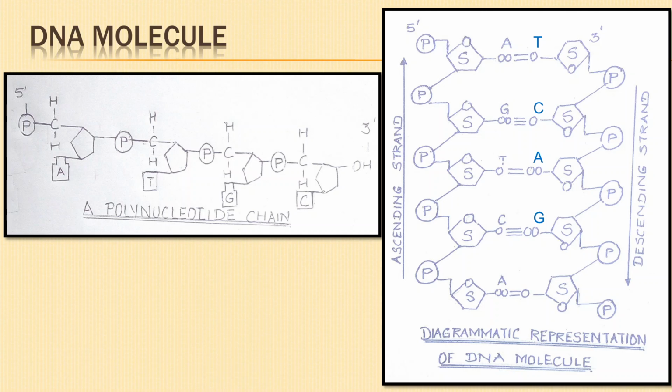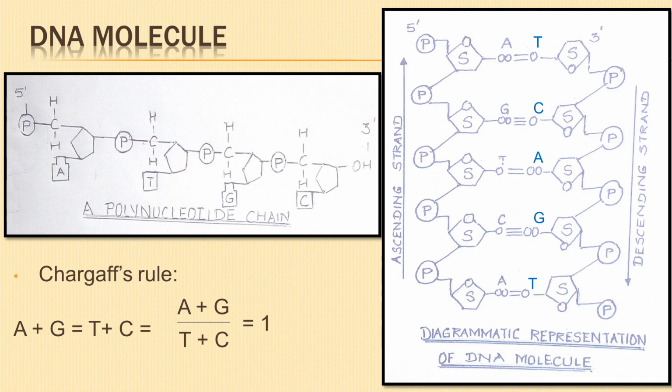The successive nucleotides of the same strand are linked by 3'-5' phosphodiester linkage. As the base sequence present on one strand of DNA decodes the base sequence of the other strand, the strands are called complementary strands. The total number of purine bases is always equal to the total number of pyrimidine bases. This is called Chargaff's rule.